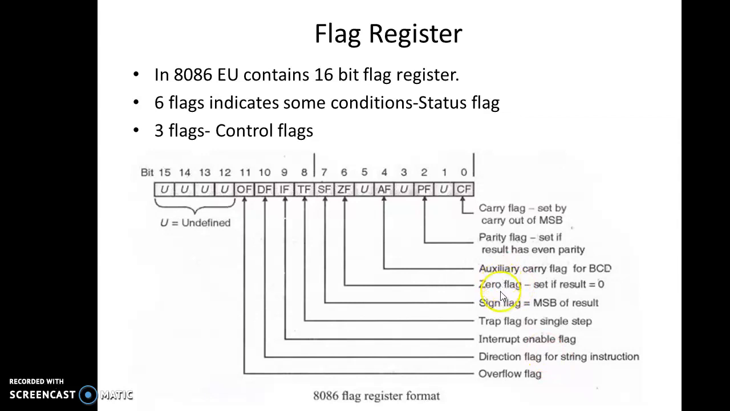Here, the zero flag indicates whether the result of the operation is 0 or non-zero. Sign flag indicates whether the sign of the result is positive or negative, and overflow flag indicates whether overflow occurs or not after the arithmetic or logical operation. So this is about the architecture of 8086.